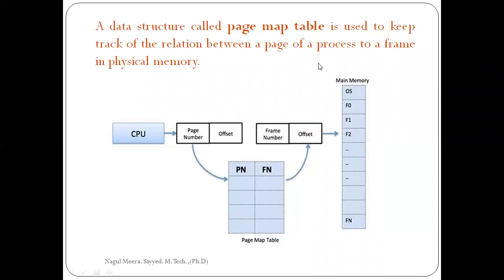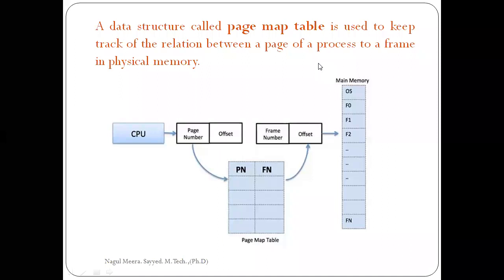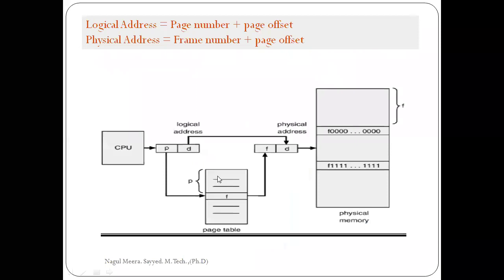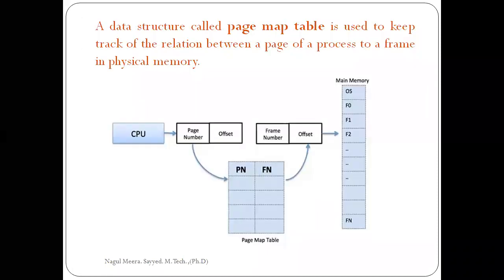Now, coming to our page map table. What is the meaning of page map table? Page map table is nothing but the operation of the page table. How the CPU can understand whether the process is in main memory or not with the help of the page table. So simply, the page table maintains page mapping.